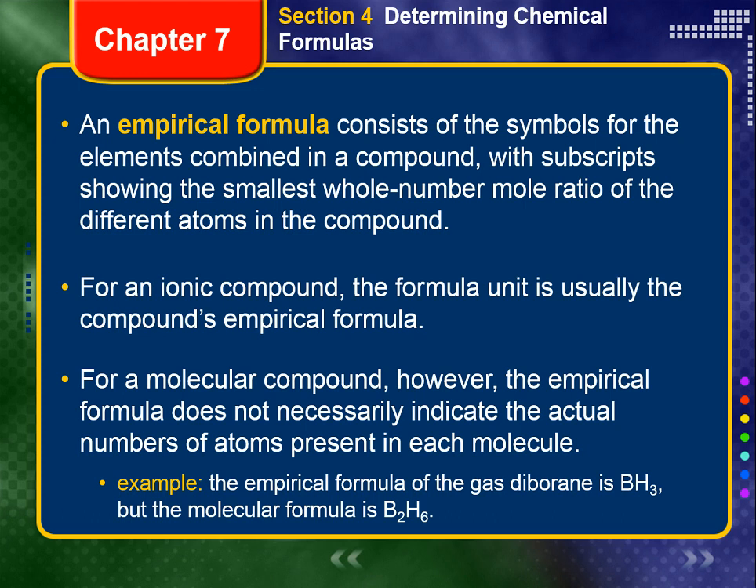For an ionic compound, the formula unit is usually the compound's empirical formula. For a molecular compound, however, the empirical formula does not necessarily indicate the actual numbers of atoms present in each molecule. For example, the empirical formula of the gas diborane is BH3, but the molecular formula is B2H6. In this case, the atomic ratio given by the molecular formula is equal to the empirical ratio multiplied by 2.